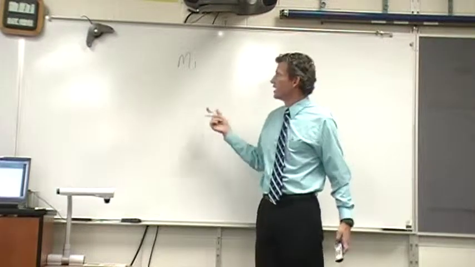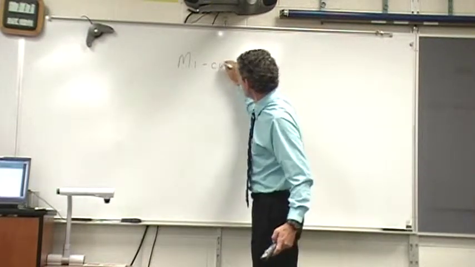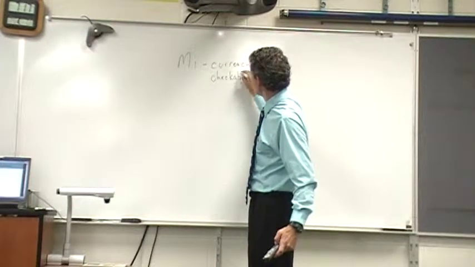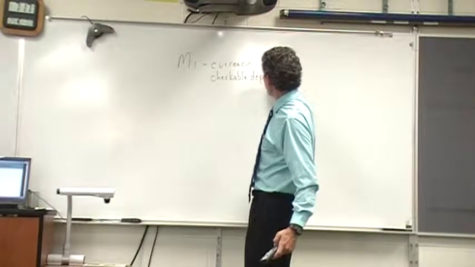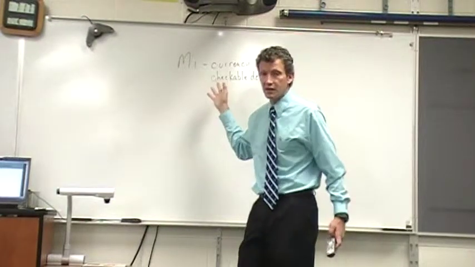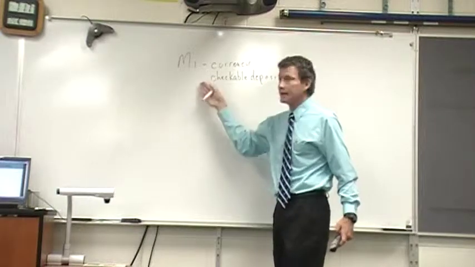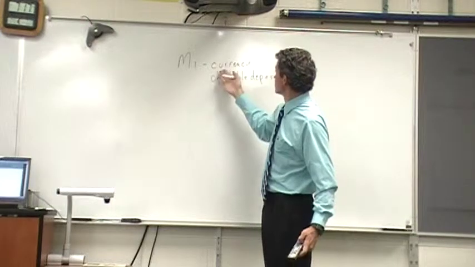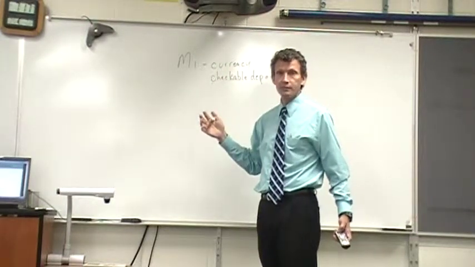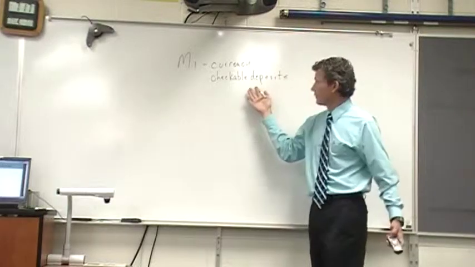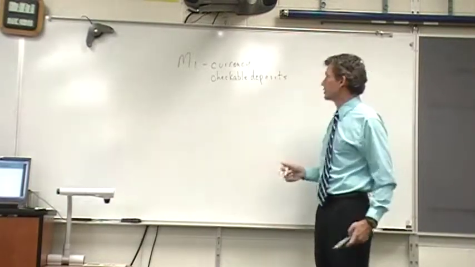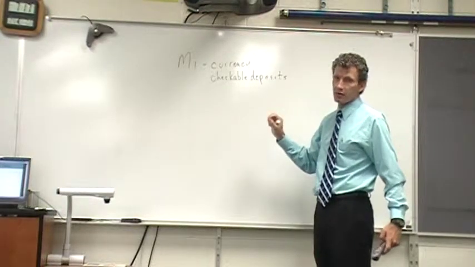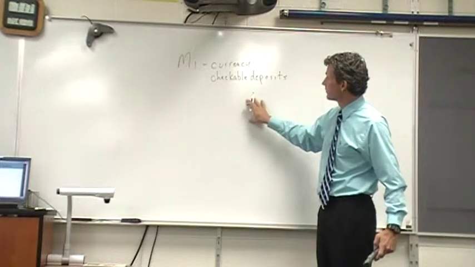Okay? M1. And M1 consists of currency and checkable deposits in banks, savings and loans, credit unions, and so forth. It is the most liquid category. M1 includes all bills, notes, coins, and the money that's in your checking account, debit accounts, and so forth. All right. What is not in money is credit. Credit cards are not a part of the money supply. So keeping that in mind.